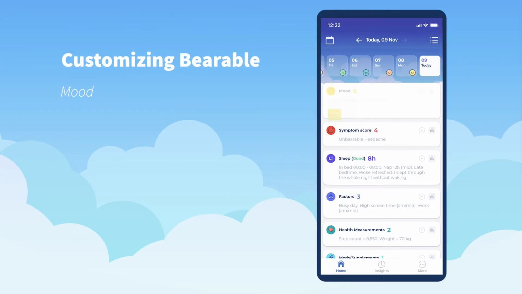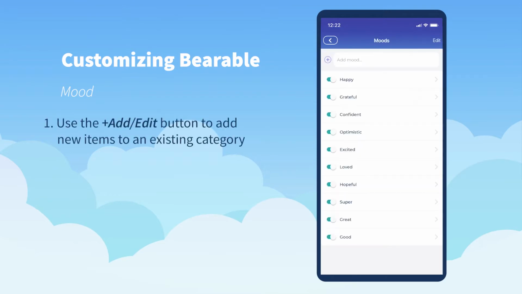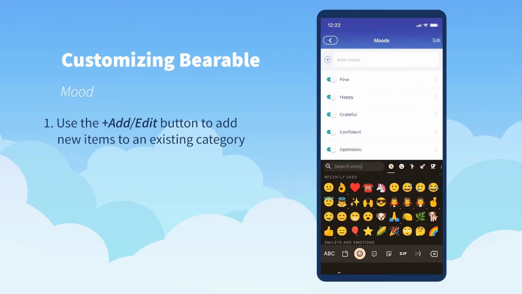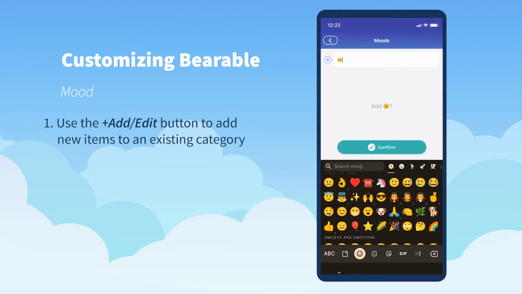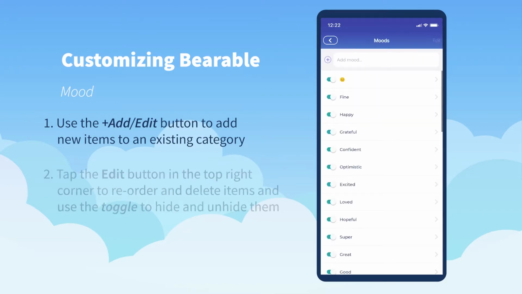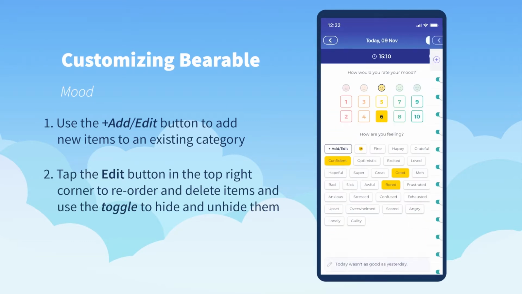Hey, so making customizations in Bearable, we'll start with mood, and you can use the add edit button to add your own custom emotions. You can also use this to add emojis if you'd prefer to use them instead of written emotions. A number of our users like to do that. You can also use the add edit button to reorder the emotions here as well. And many of our users like to put these into alphabetical order.